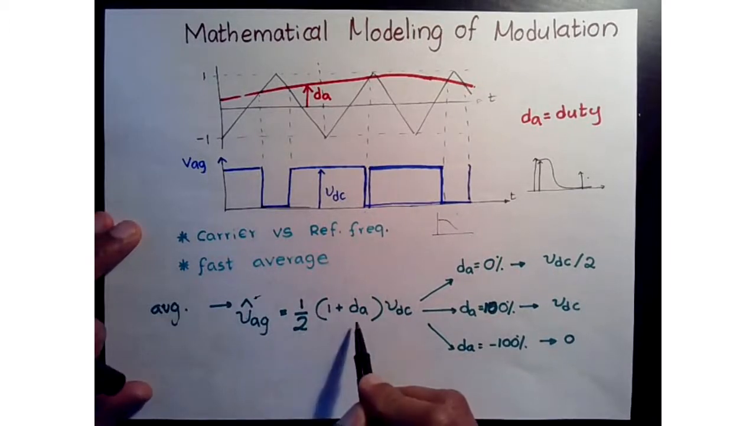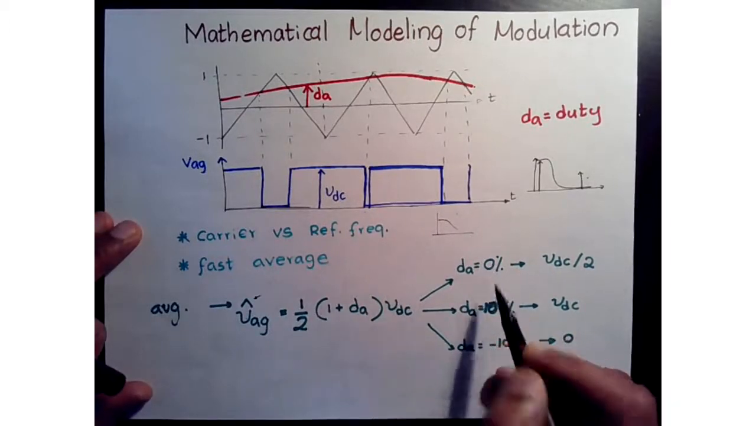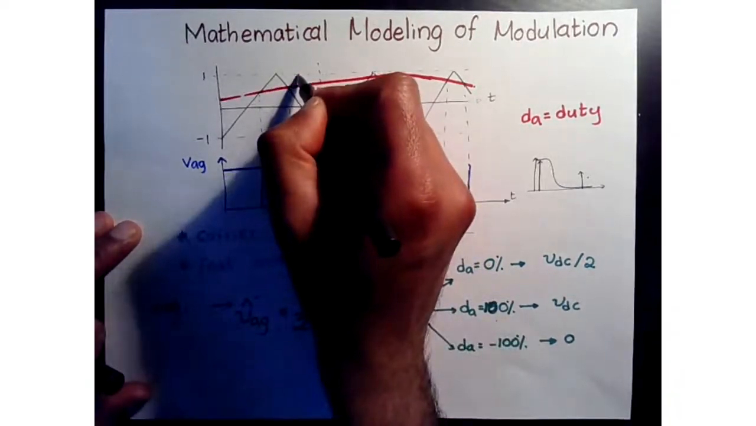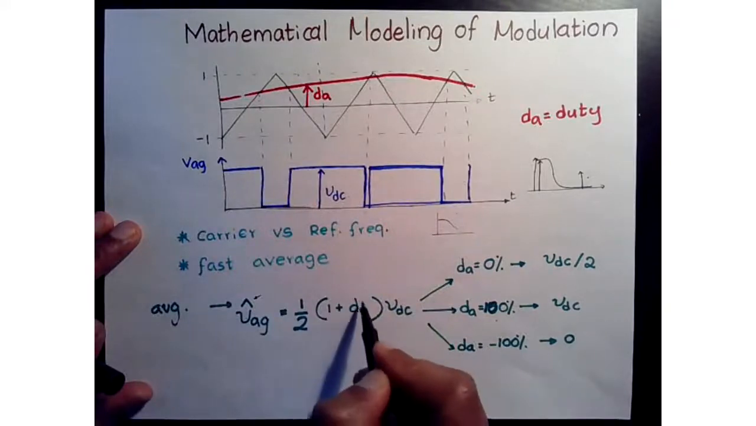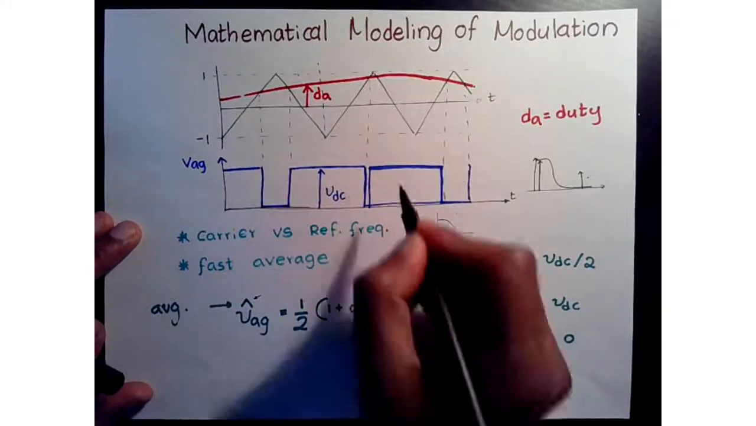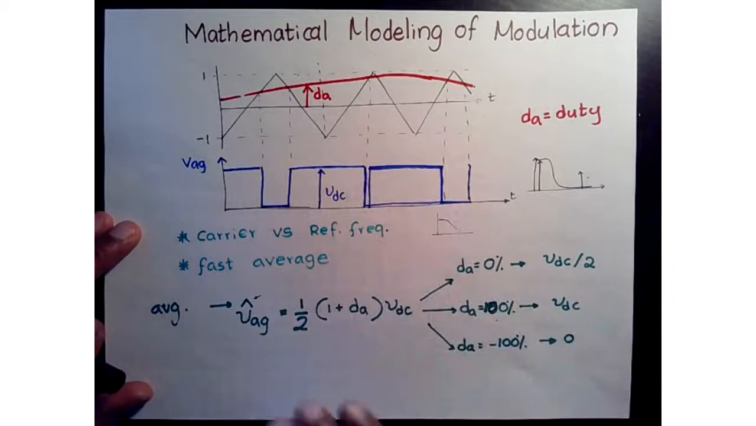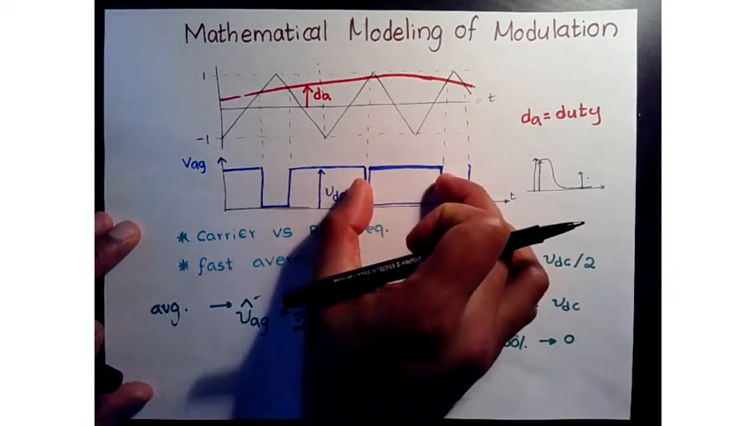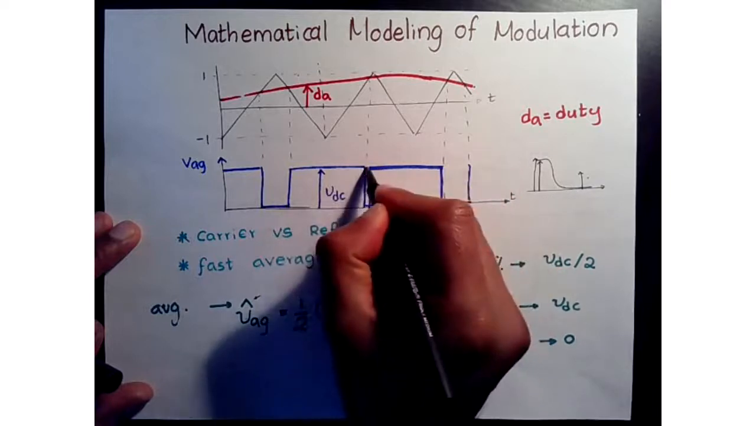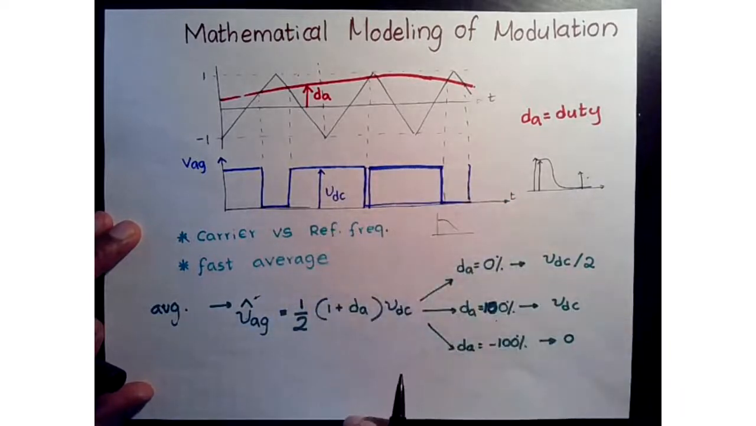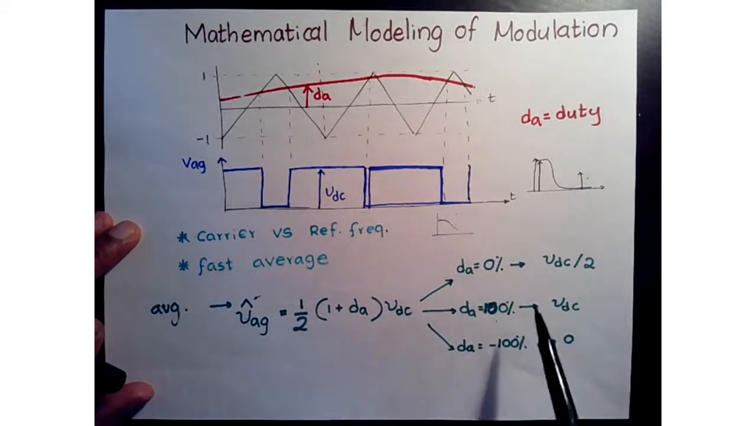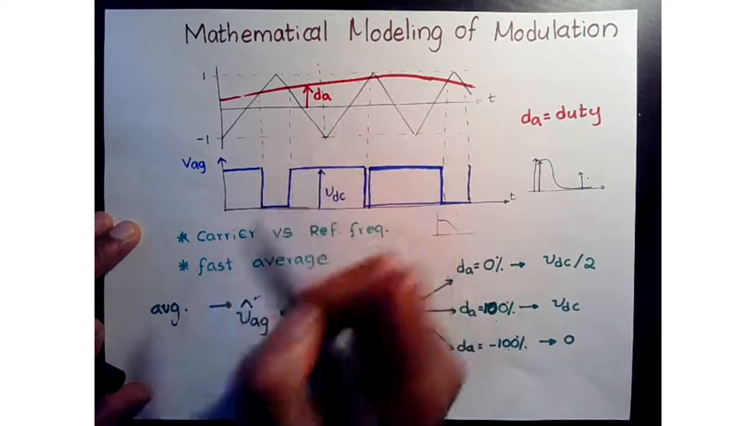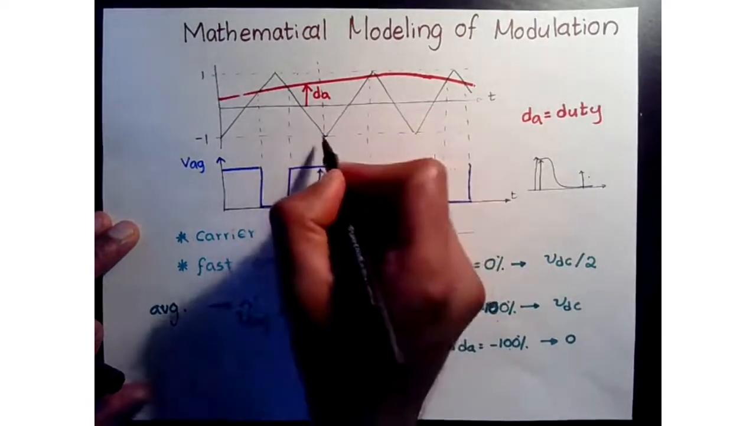If we are at 100% duty, which means at 1, so this reference is all the way to the 1, what we'll have is full VDC as the average voltage, because for that period, it's going to apply full VDC. Okay, and then if you are at negative 100%, that means this waveform, the red waveform, is all the way at the bottom.